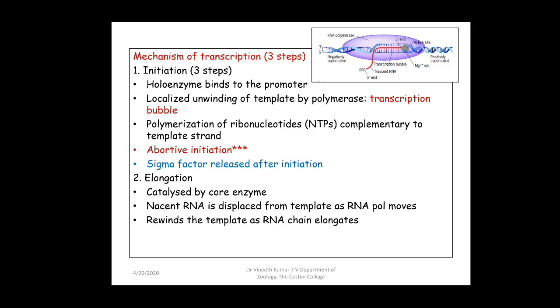So it causes localized unwinding of the template by the polymerase, and you can see a bubble-like structure produced in the DNA, which is shown in the figure. In the figure, the purple is the RNA polymerase. You can see the DNA is being unwound, and that represents a bubble, and that's why it is called a transcription bubble. And after this, the polymerization of the ribonucleotides, which are complementary to the template strand, begins.